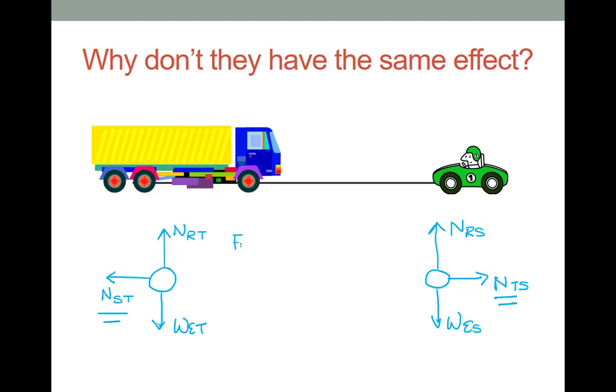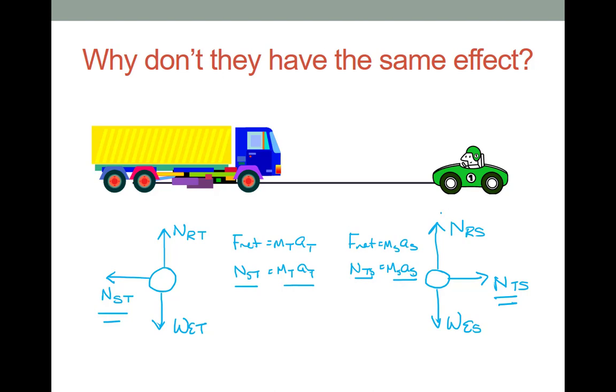So if we look at the truck, F net equals the mass of the truck times the acceleration of the truck. So we're left with this. If we look at Sir Speedy, F net is the mass of Sir Speedy times his acceleration. Okay. Now, by third law, this and this have to be equal, which means mass of truck times acceleration of truck has to equal mass of Sir Speedy times the acceleration of Sir Speedy.